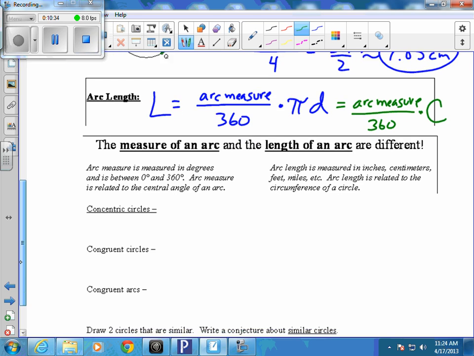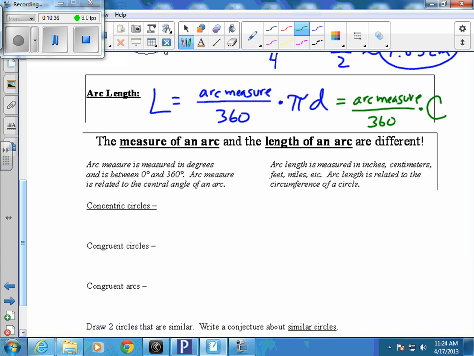Make sure you know the difference between the measure of an arc and the length of an arc, because I'll ask for both. If I ask for the measure of the arc and you put 7.85 centimeters, that's not right. Or if I ask for the length of the arc and you tell me 90 degrees, that's not right.